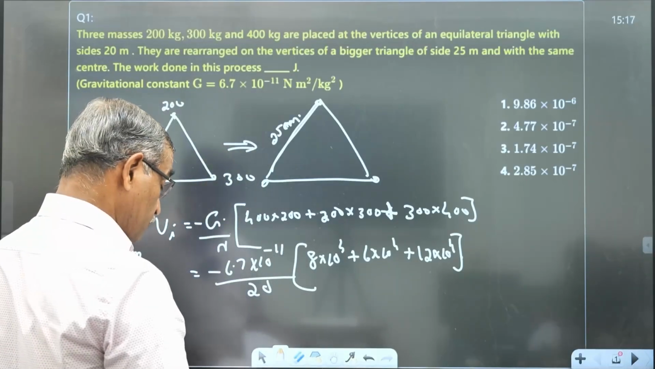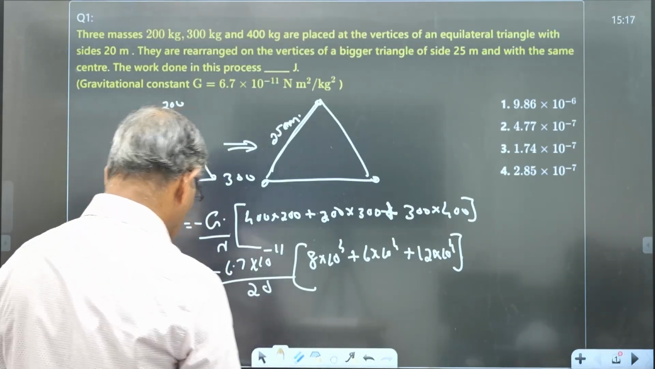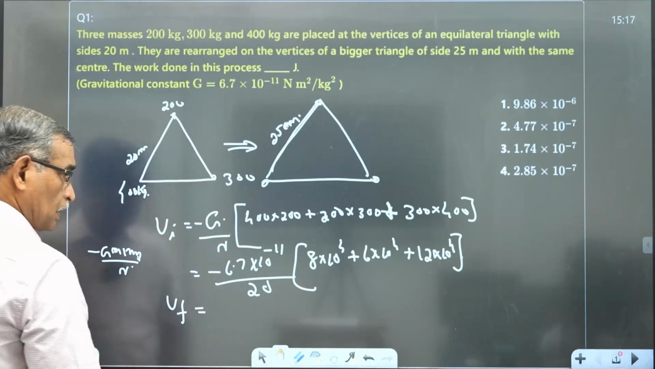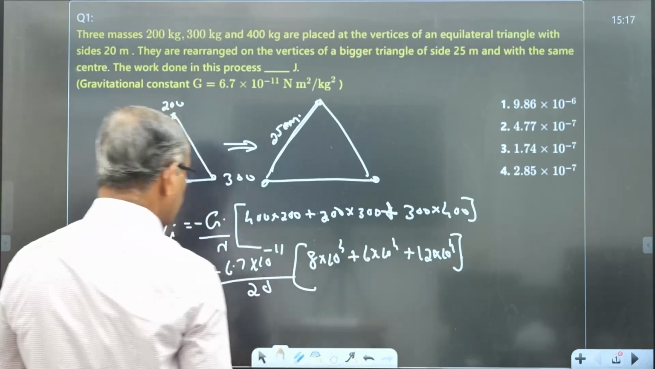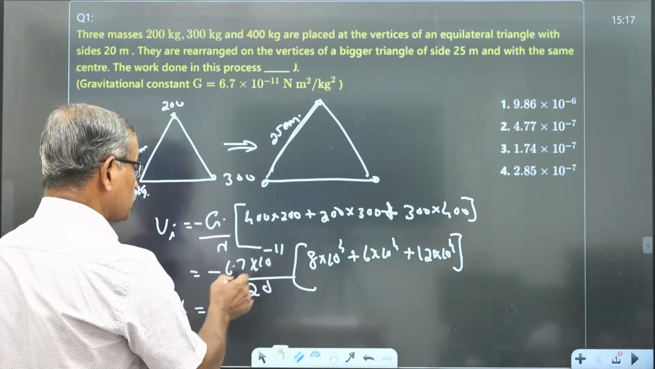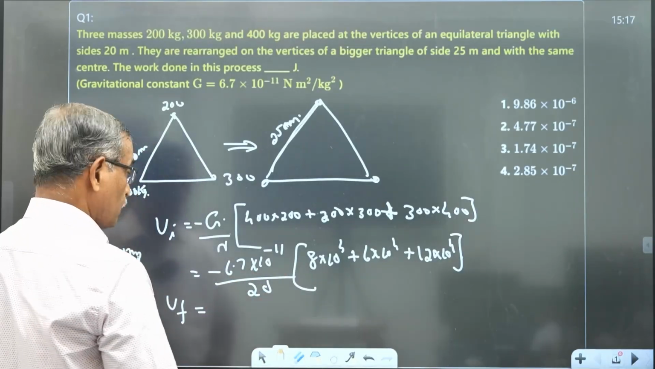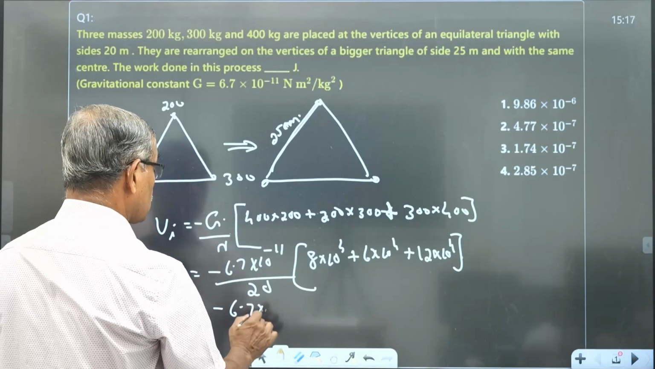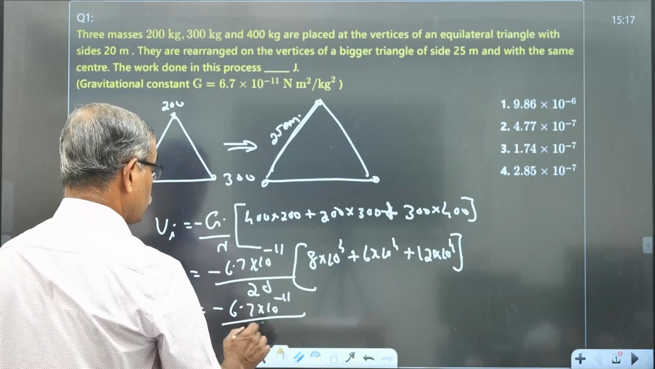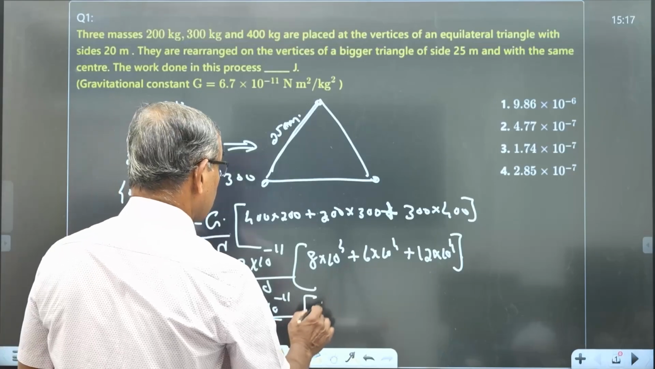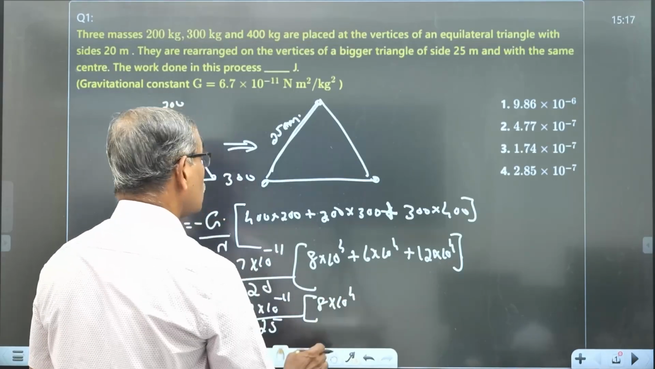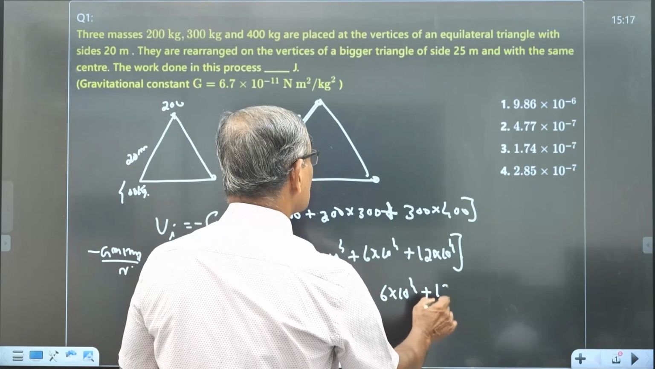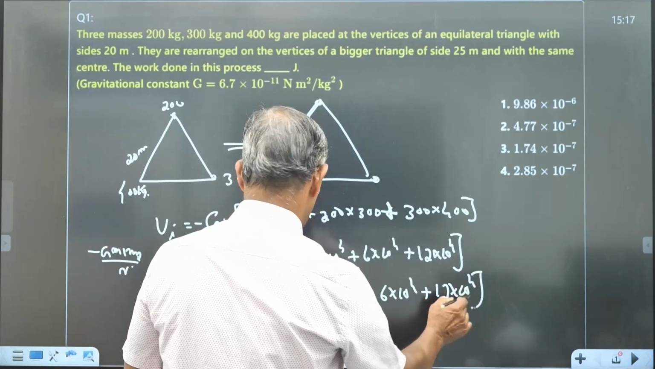Final potential energy, if you do it the same way, is the same. The masses are the same. The only difference is that instead of 20, it is 25. For this situation, it is minus 6.7 into 10 raised to minus 11 by 25 into 8 into 10 raised to 4 plus 6 into 10 raised to 4 plus 12 into 10 raised to 4.